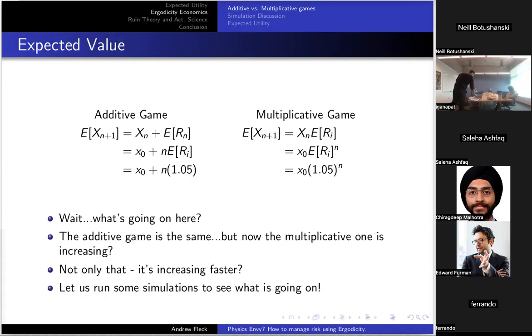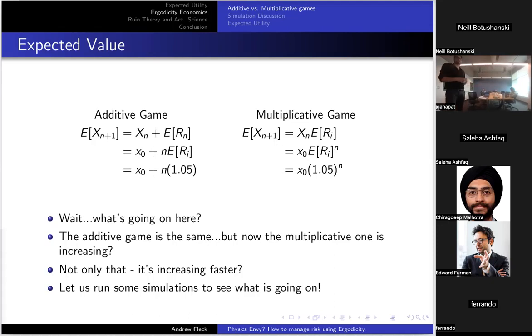But what about the expected value of our wealth in these games, right? So in the additive case, it's simple, right? We take our expected value, we get the exact same thing as the long-term behavior. We get basically just x naught plus n times 1.05. That's our linear growth of wealth, right? In the multiplicative case, we get a different thing than we had before, right? So we have our initial wealth with a 5% return, like 1.05 to the power n, right? So what's going on here?